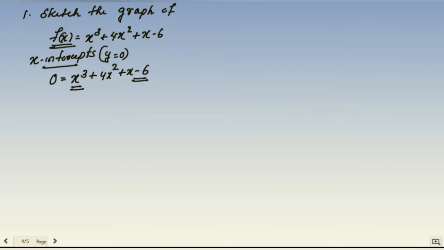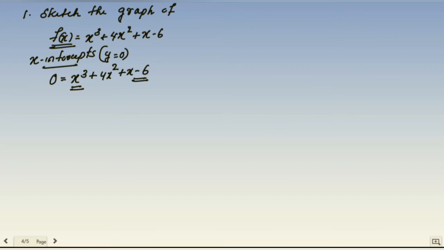The factors of minus 6 are plus or minus 1, then plus or minus 2, plus or minus 3, then plus or minus 6. That is, the numbers that can divide minus 6. You have to consider positive and negative. So let me start with 1. It is better, especially in a situation like this, to start with 1, then minus 1, then 2, then minus 2, then 3. So just substitute until you get 0.